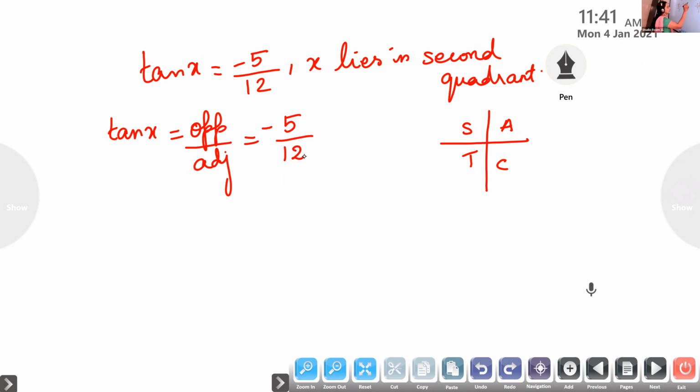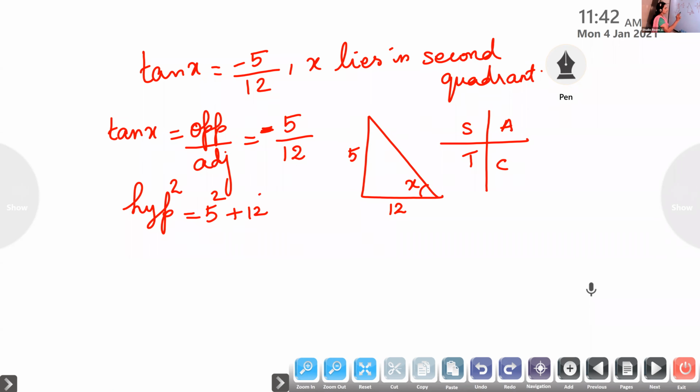I am going to draw the triangle for tan x. What is the definition of tan x? Opposite by adjacent. I am not taking the negative sign; the sign is just for fixing the quadrant. Don't take the measurements and ratios as negative. So the opposite side is 5, the adjacent side is 12. Now find the hypotenuse. Hypotenuse square will be 5 square plus 12 square, isn't it? So what will be the hypotenuse?